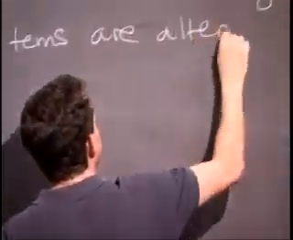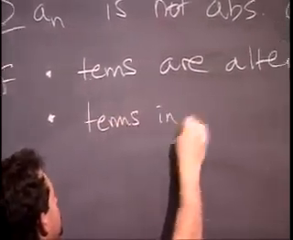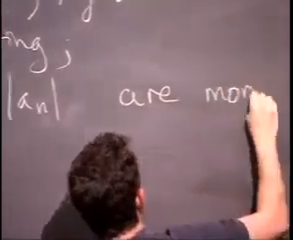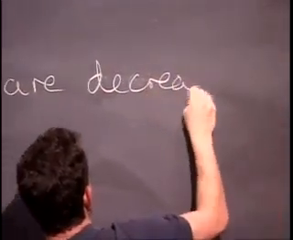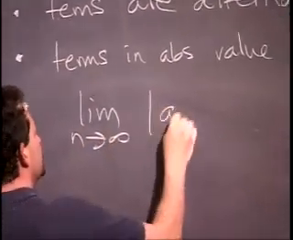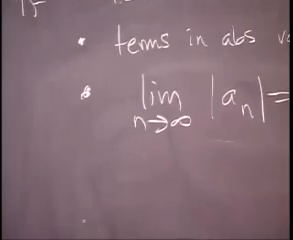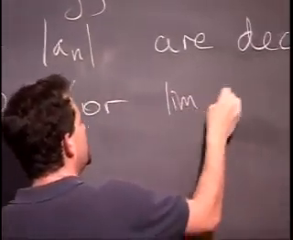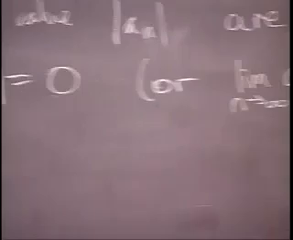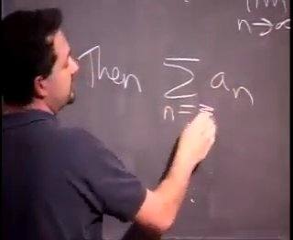Let's write that down. Here's what the test says. If terms are alternating, and the terms in absolute value, i.e. a_n, are monotonically decreasing. Let's just say decreasing. I haven't talked about monotonically. Let's just say decreasing. That's good enough. And the limit of the terms is 0. This is the same thing as saying you don't even need the absolute values. It's the same thing. Then the series, again, it doesn't matter where it starts, converges.